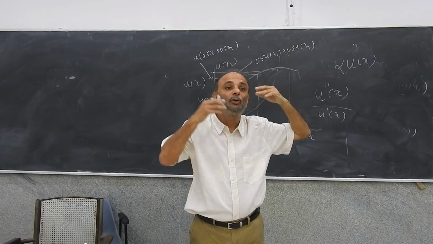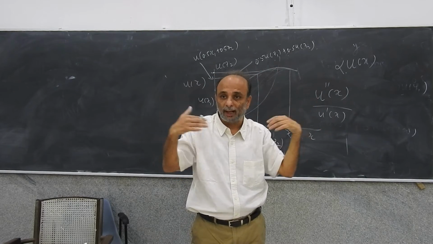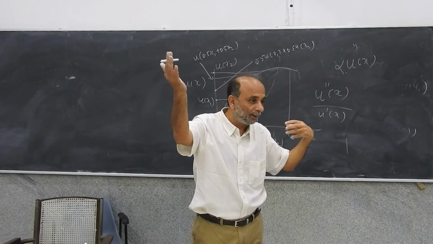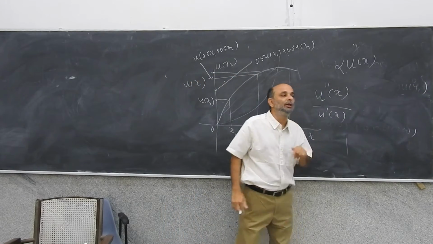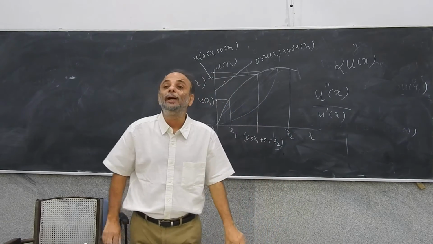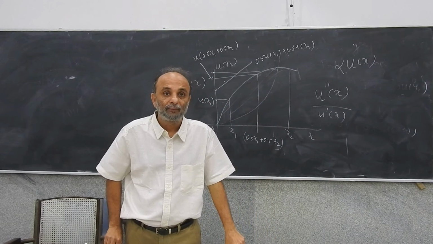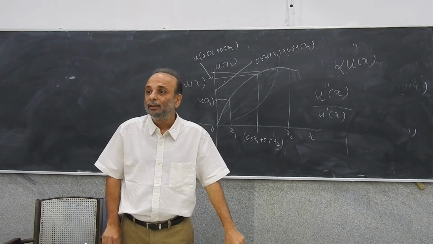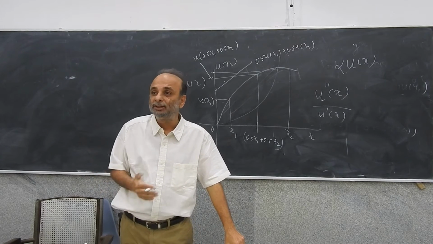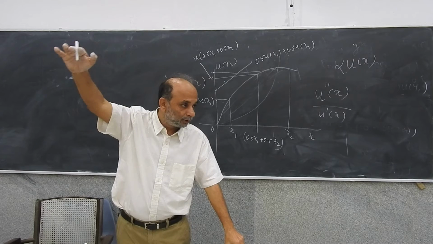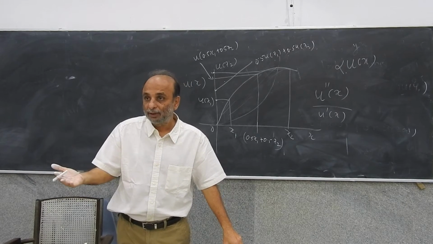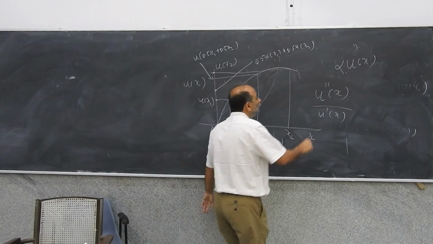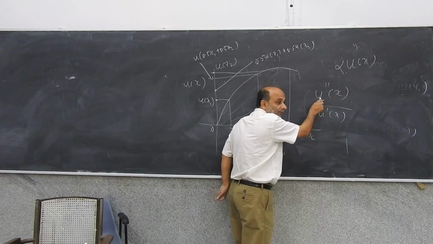Because utility functions are only ordinal. Their absolute values don't matter. Their relationships matter. Fine. The second point, of course, is that this introduces an additional complication. We know that u dash of x is positive, u double dash of x is negative, because the slope declines. The second order derivative is the rate of change of marginal utility. It's negative.